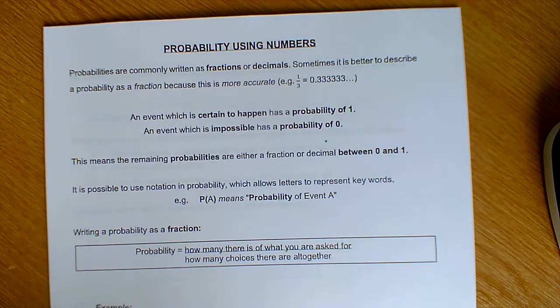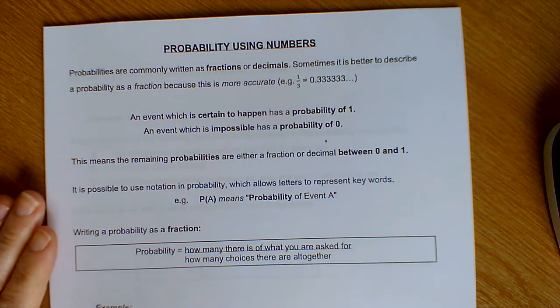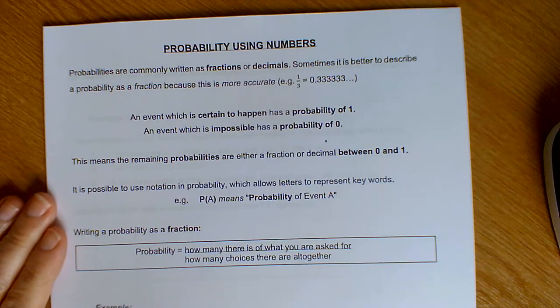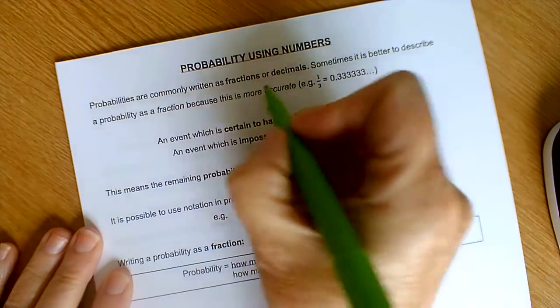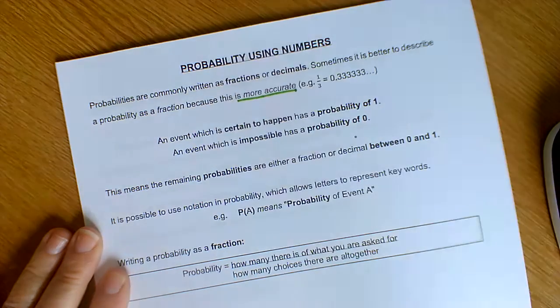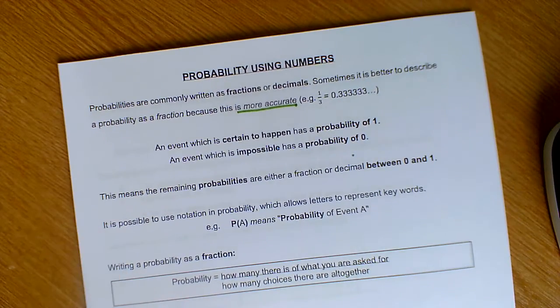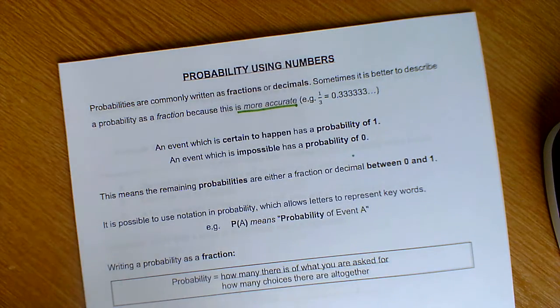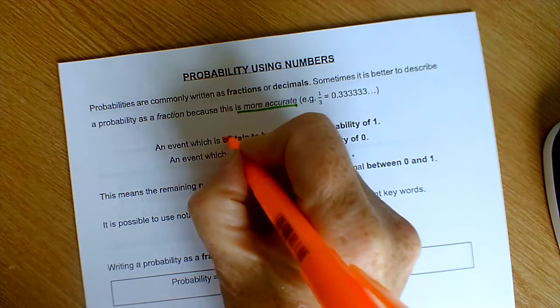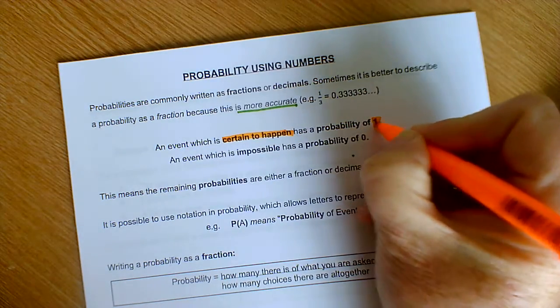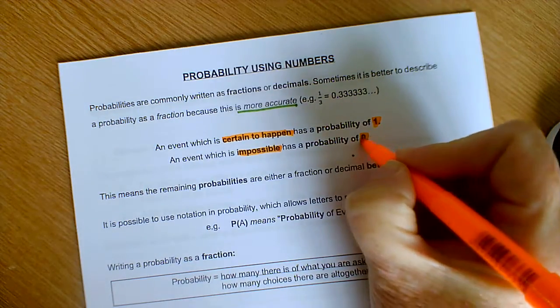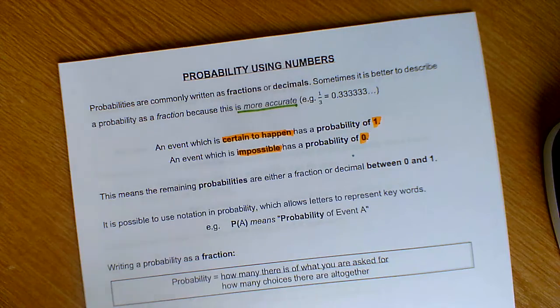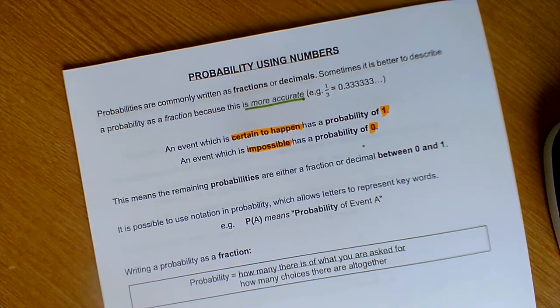Probability using numbers. Probabilities are commonly written as fractions or decimals. Sometimes it is better to describe a probability as a fraction because this is more accurate. An event which is certain to happen has a probability of 1, and an event which is impossible has a probability of 0. So certain to happen is 1 and impossible is 0. This means the remaining probabilities are either a fraction or a decimal between 0 and 1.